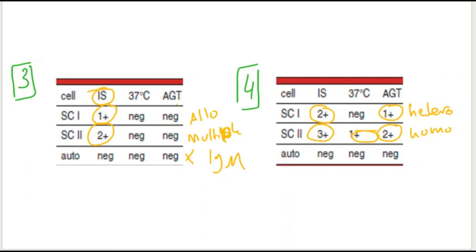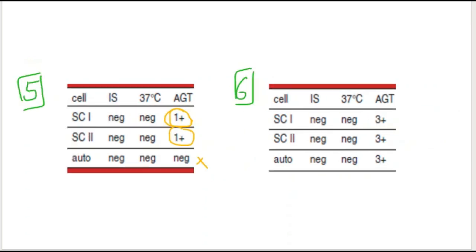So variation in strength can be a result of the presence of multiple antibodies, or it may be a single antibody, but due to dosage effect. Okay, so because here it's the same strength, the most expected is a single antibody. So it's an allo single antibody, and from IgG type.